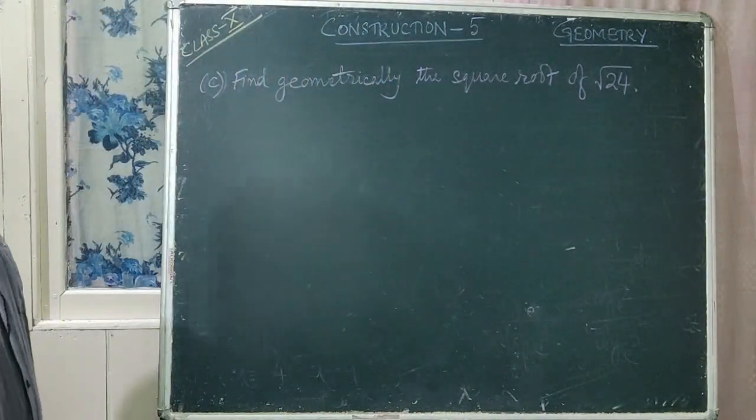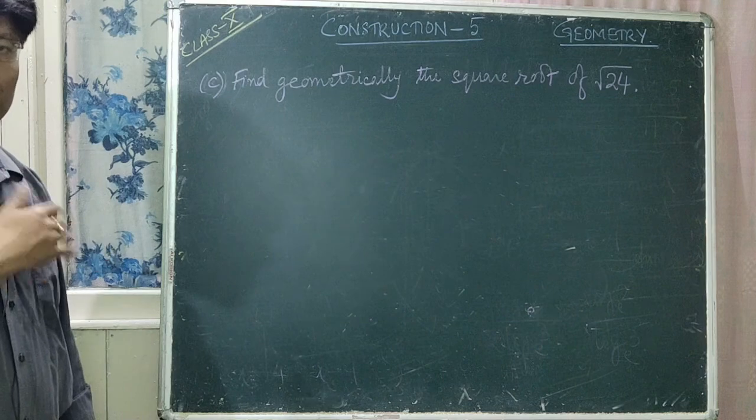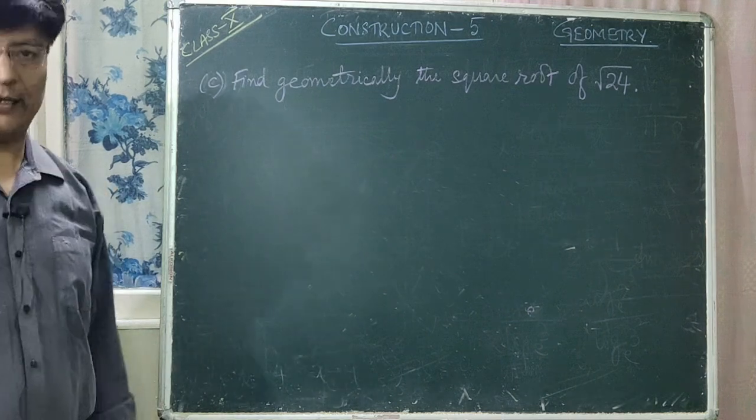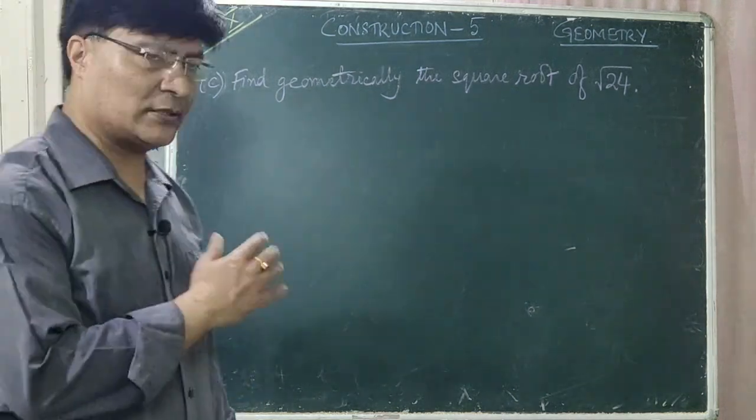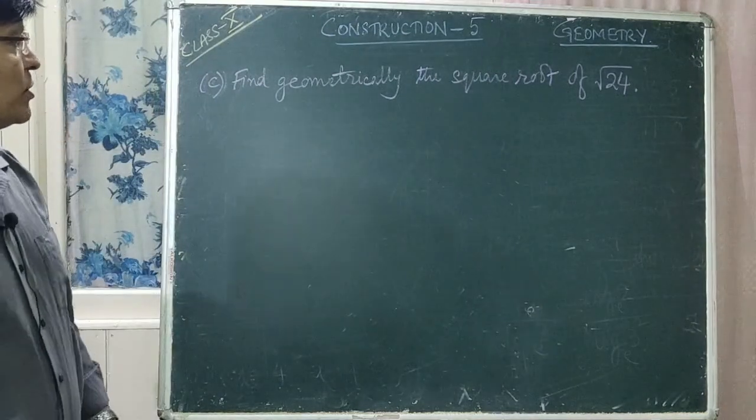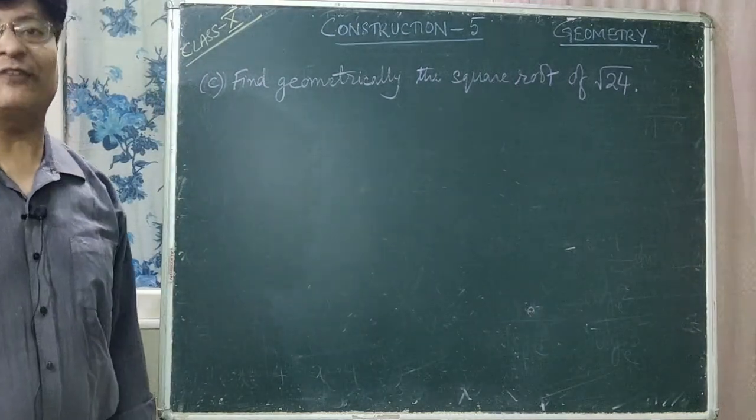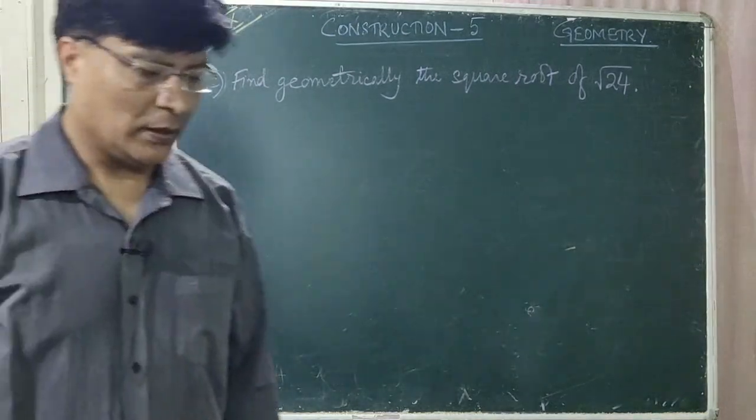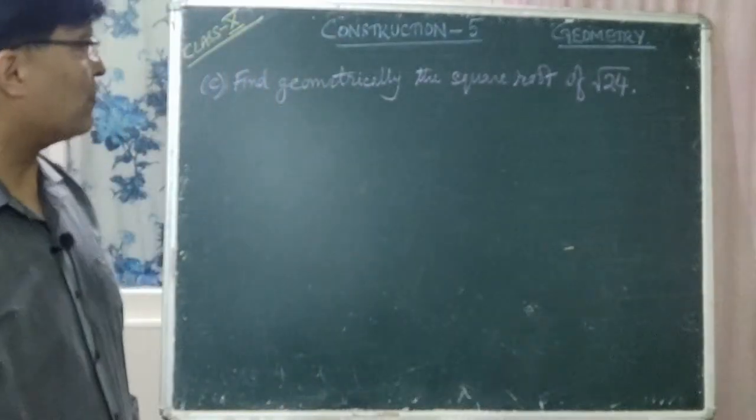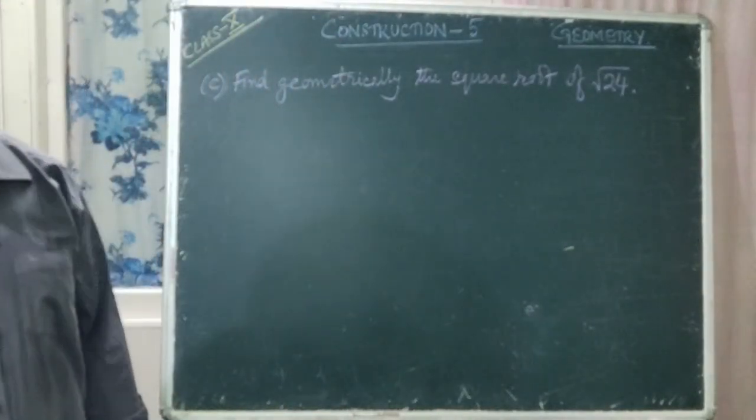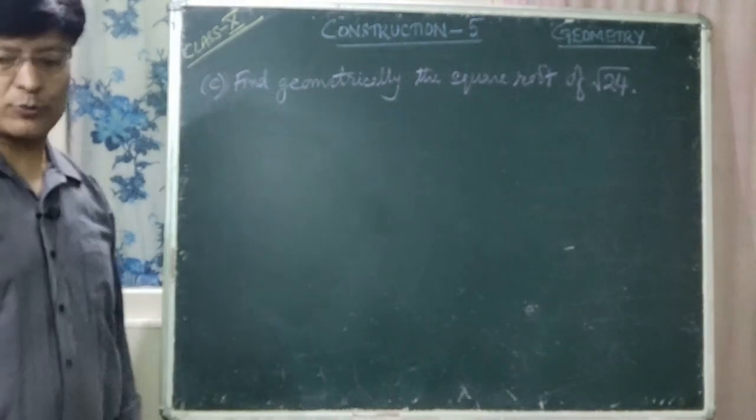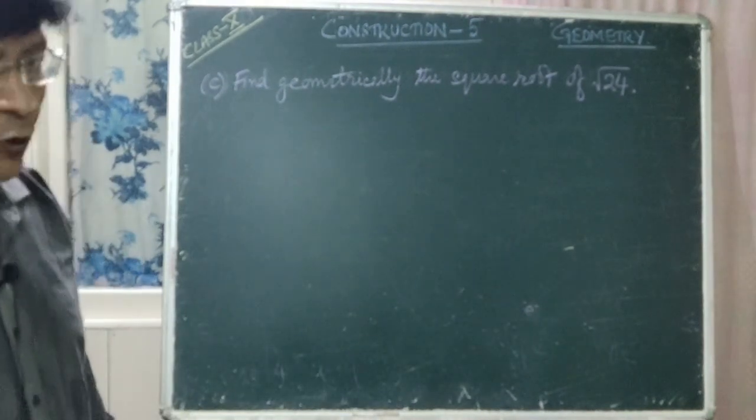Now we'll do the next question, that is construction number 5, but it is number C. So the question is, find geometrically the square root of root over 24. Now this type of question you may get in Madhyamik Pariksha also.